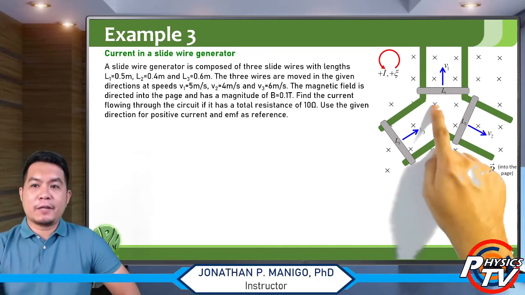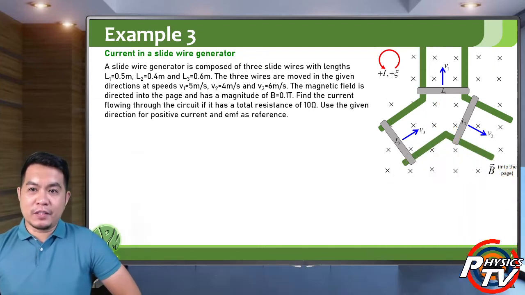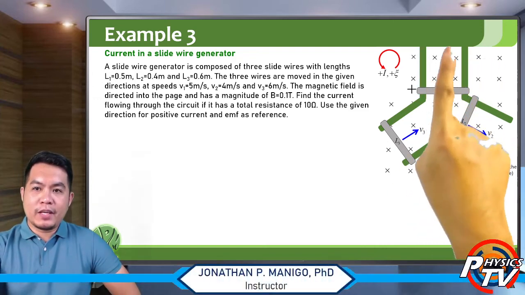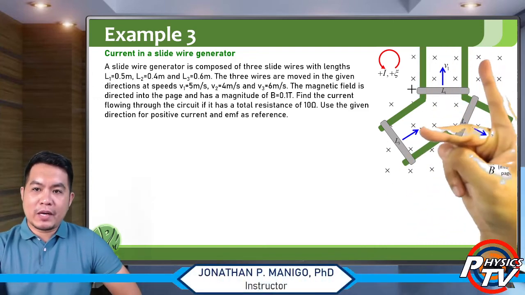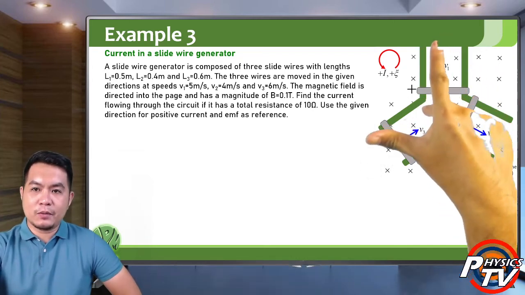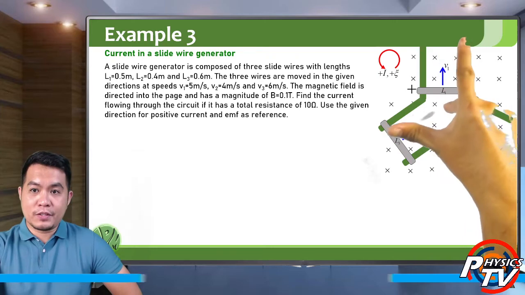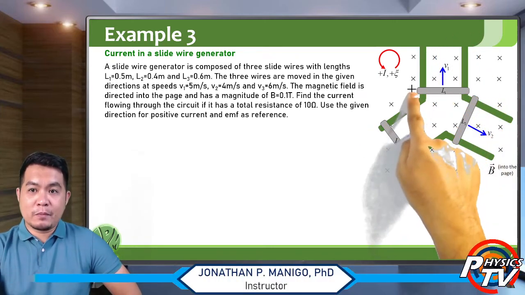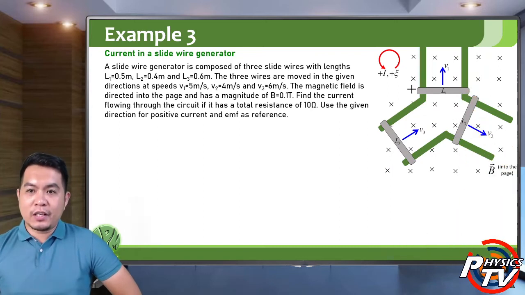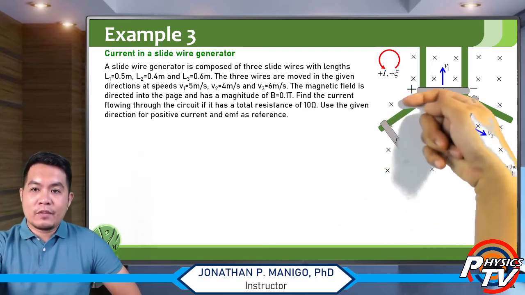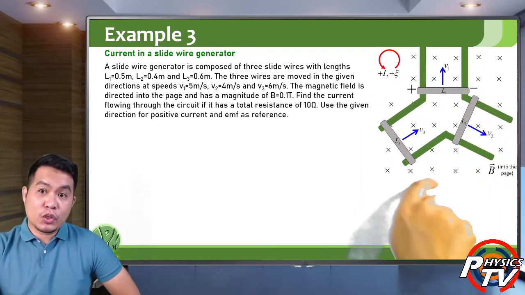So for slide wire number 1, V cross B. V, velocity is upward. Magnetic field, my middle finger is into the page. V cross B is equal to F, the force. So meaning positive charges will be forced upward. So this will be the positive terminal, and this will be the negative terminal of slide wire number 1. So meaning the current due to slide wire number 1 will be in this direction, will be counterclockwise.